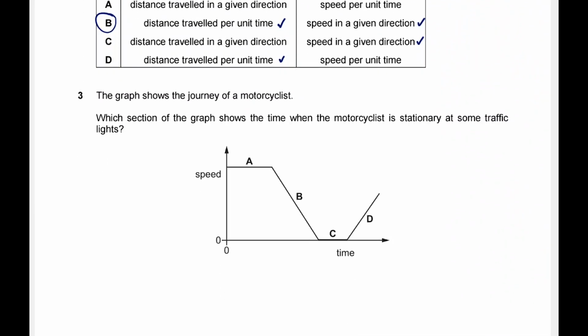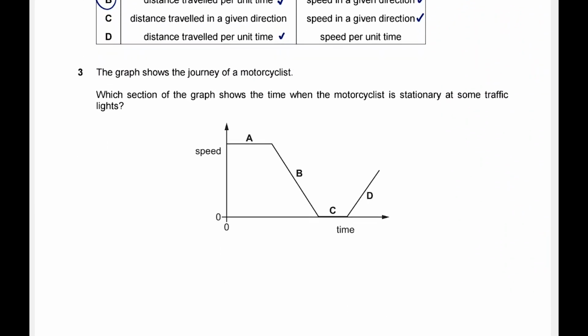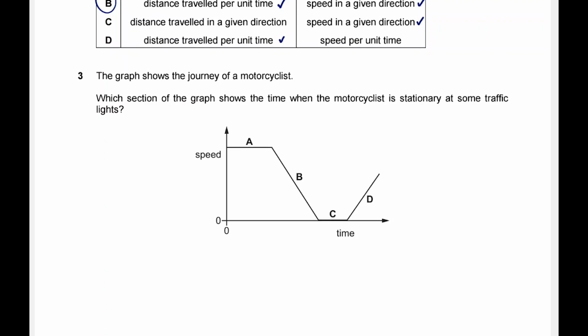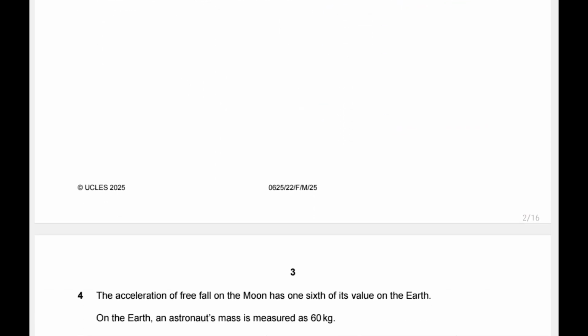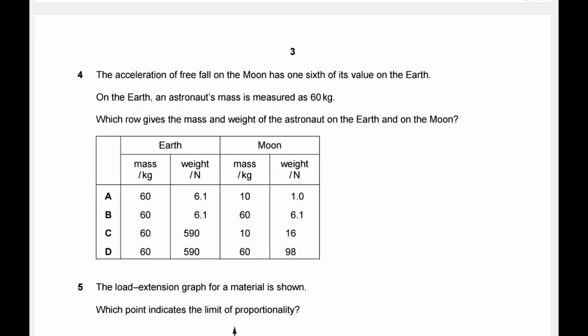Okay, number 3. The graph shows the journey of a motorcyclist. Which section of the graph shows the time when the motorcyclist is stationary at some traffic lights? So stationary means that the speed is 0, or at rest. Since this is a speed-time graph, the part of the graph in which the speed is 0 is C.